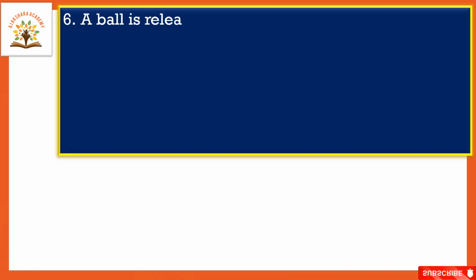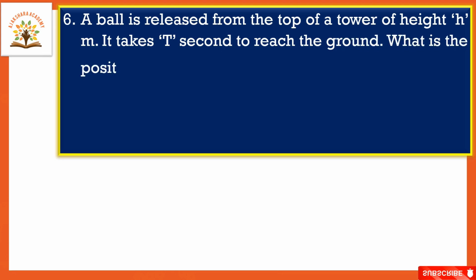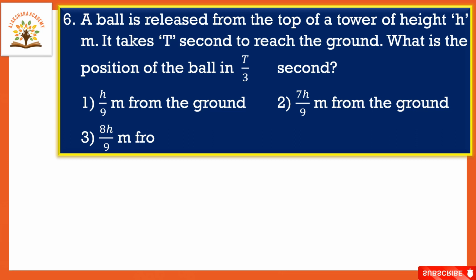A ball is released from the top of a tower of height h meters. It takes 3 seconds to reach the ground. What is the position of the ball in t by 3 seconds? Okay. Now let us go to the solution.